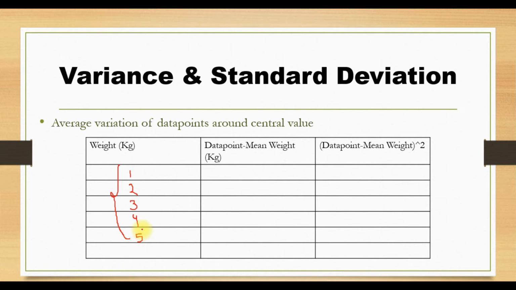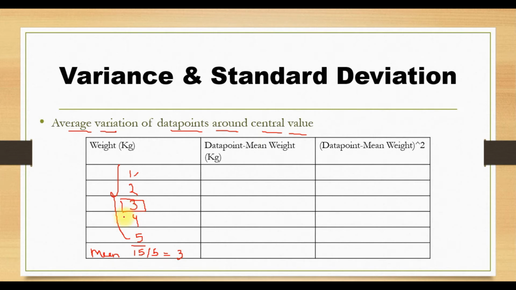Because variance or standard deviation is the average variation of data points around a central value, which means around the mean. That is why first of all we need to compute the mean of this data. So let's take the mean very quickly. The sum of all observations in this case will be 15 and the total number of observations is 5. So mean will be 15 divided by 5, that is 3. 3 will be the mean for this data.